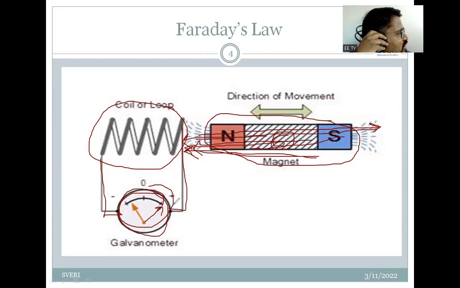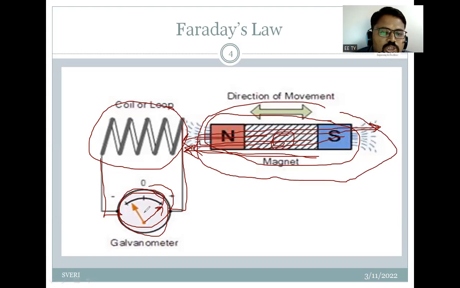What conclusion he drew is that due to the movement of the magnet, there is some effect on the galvanometer. And as the effect is related to the galvanometer, it is also concerned with the coil, which is connected to the galvanometer. Now, why has this happened? Can anybody tell why it has happened?